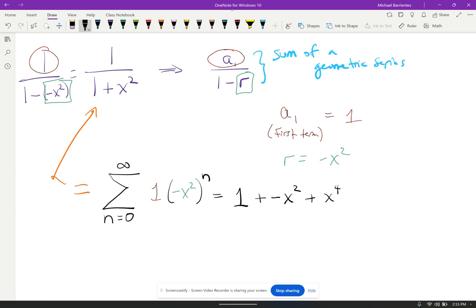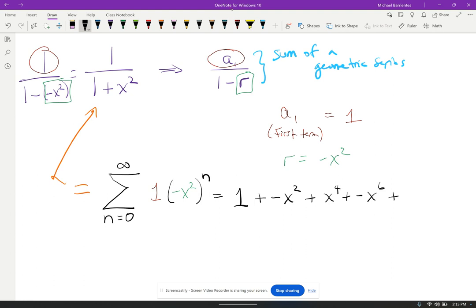Because if I multiply by 1, it's going to be the same thing. Substitute a 3, negative x squared to the third power. Well, negative to the third power is going to produce a negative, and x to the second to the third is x to the sixth. Now, at this point, I notice, hey, every other one is going to be a different sign, right? 1 is positive, x squared is negative, x to the fourth is positive, x to the sixth is negative. I'm also noticing a pattern with the exponents, but I'm going to continue going.